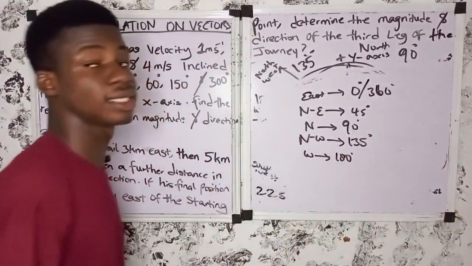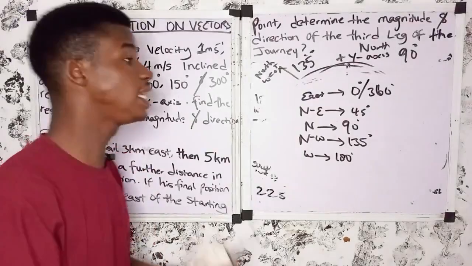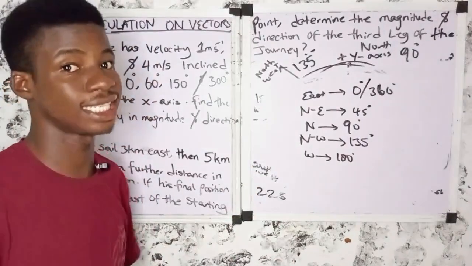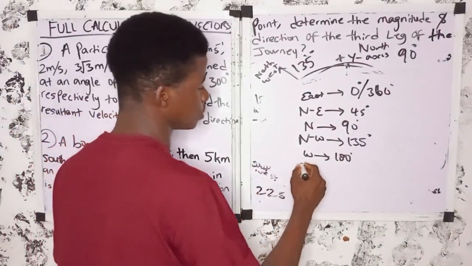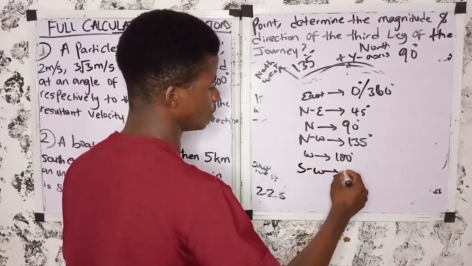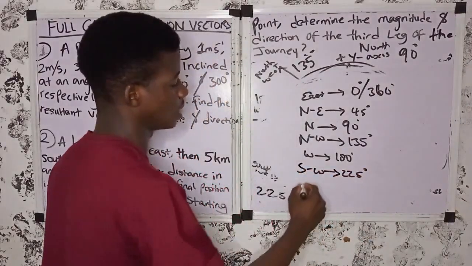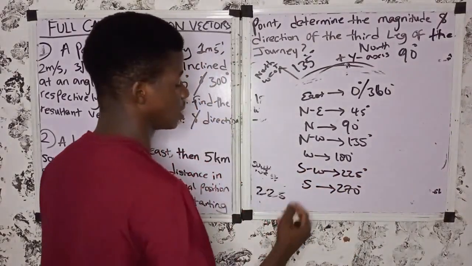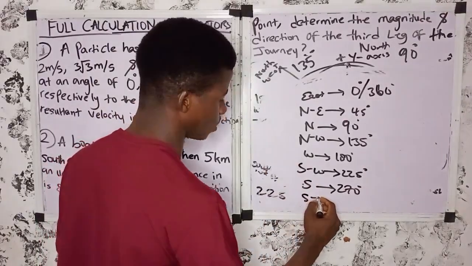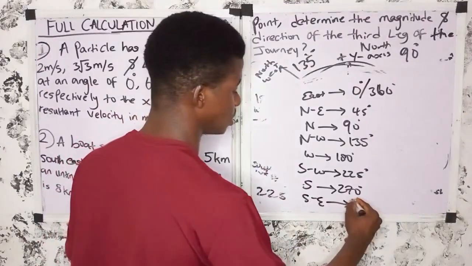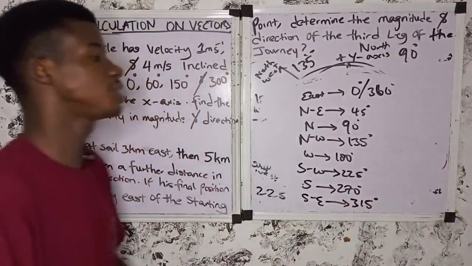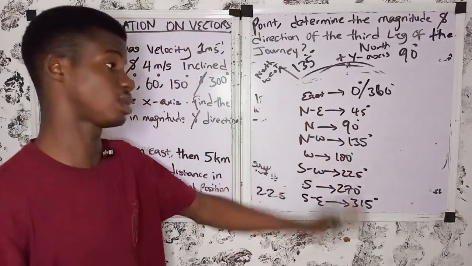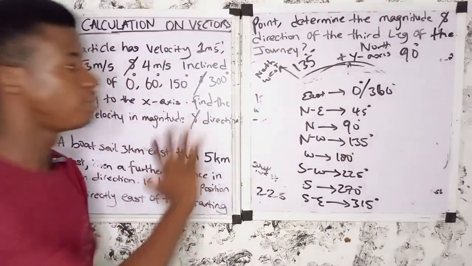Then remember, west is on the negative x axis, east is on the positive x axis, north is on the positive y axis, and south is on the negative y axis. Southwest is 225 degrees. Then south is 270 degrees. Then southeast is 315 degrees. Just take note of this. It's very important. I've explained how we got all the angles.